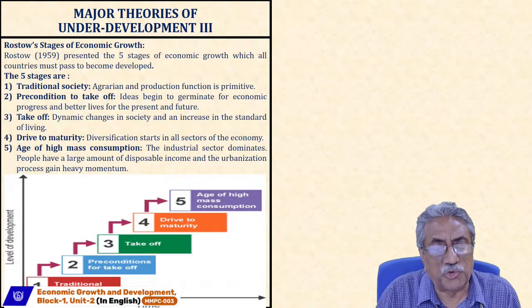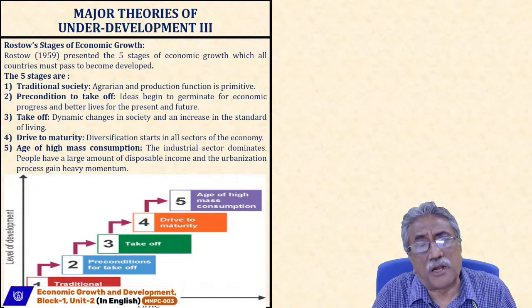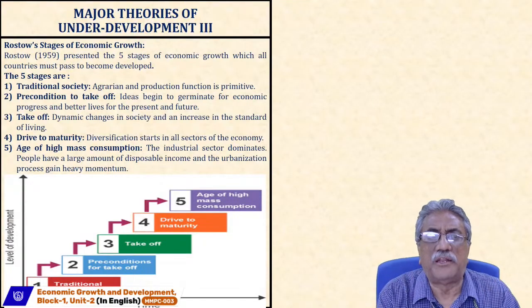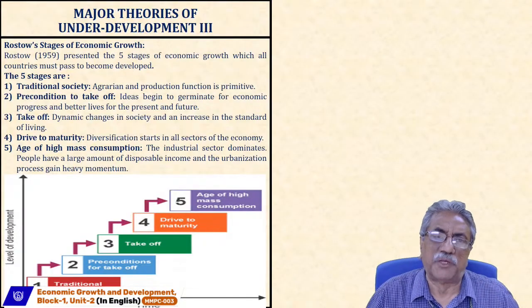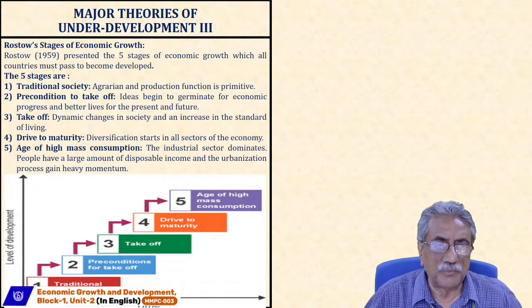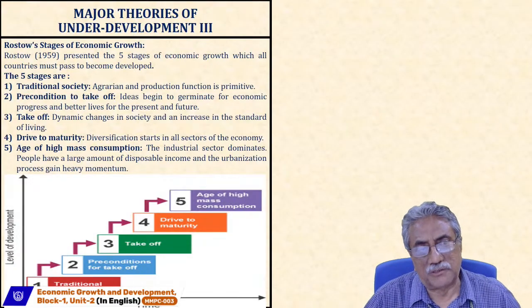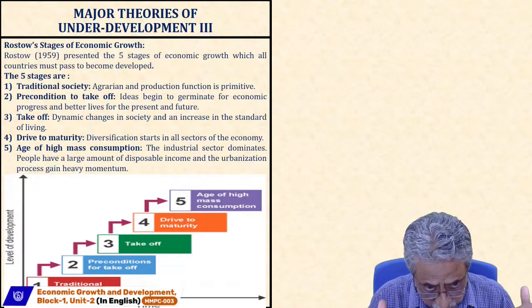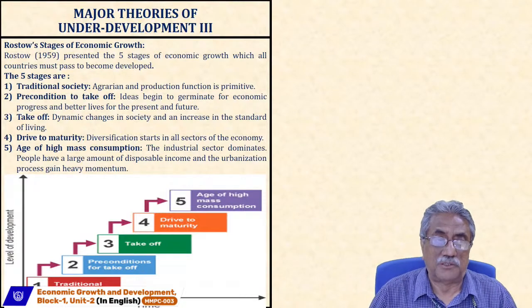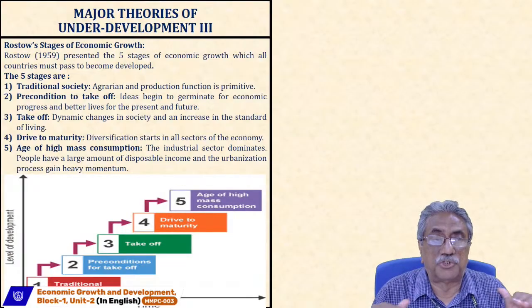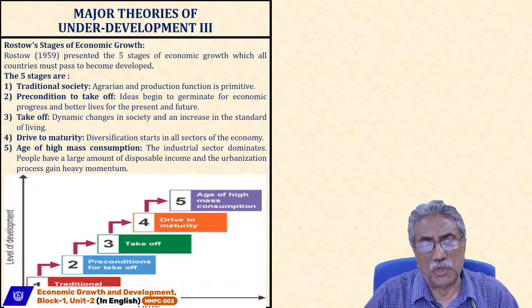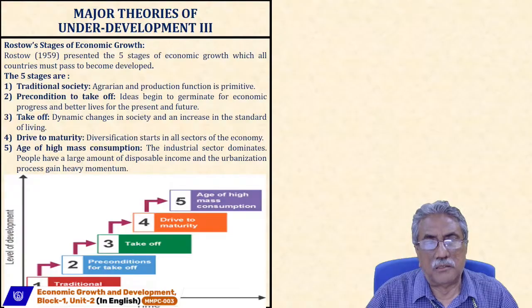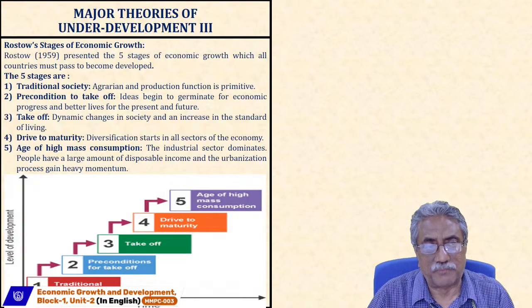Takeoff stage. Drive to maturity is when diversification starts in all sectors of the economy. It's not only textiles or only auto or only mobile. Different sectors make a growth. And there is modernization, there is automation. And today I can say there is digitization. This is called drive to maturity. So everybody understands that I have to put in capital, I have to automate, so I have to save for that, etc.